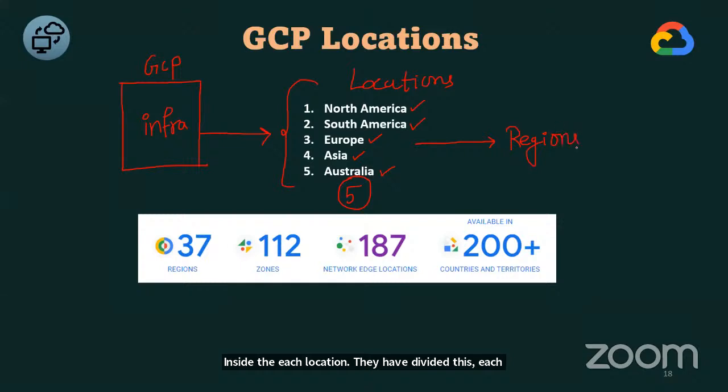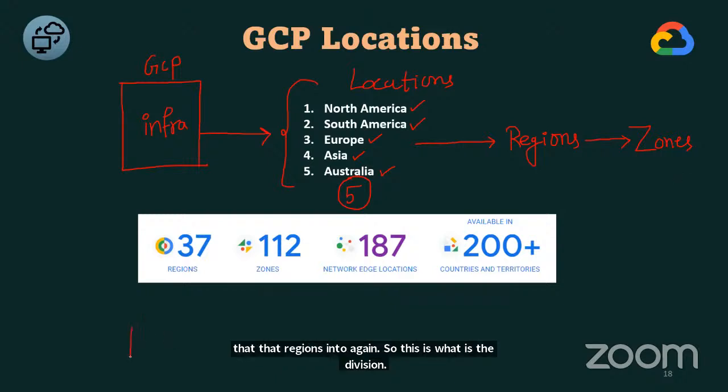They have divided that locations into regions. Regions they have divided into again zones. Okay, they have divided that regions into again zones. So this is what the division is. Why do they have to do the division?